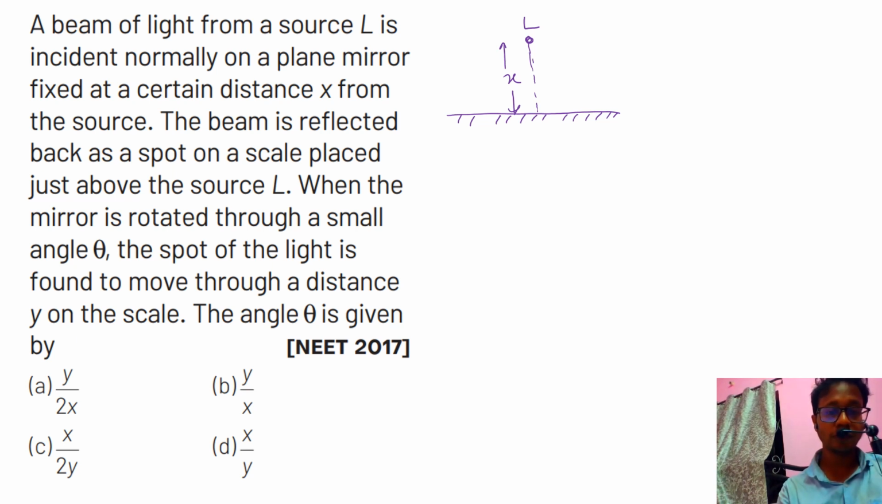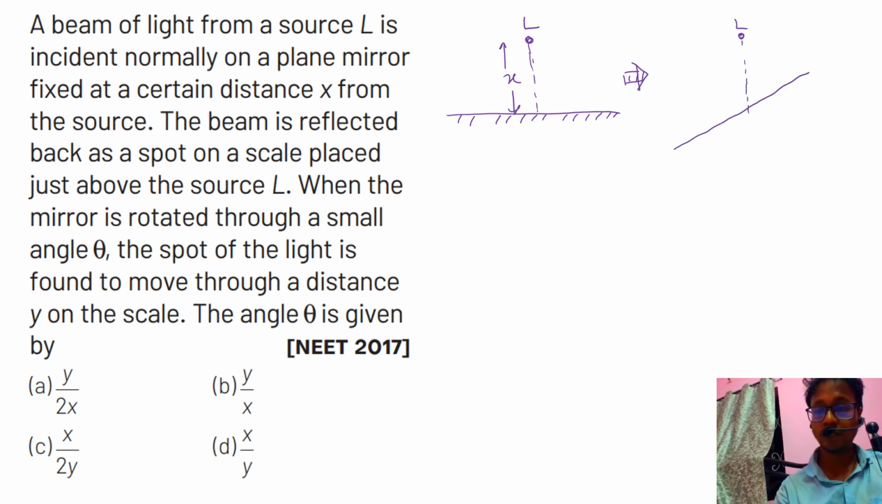When the mirror is rotated through a small angle theta, that means now my source is staying as it is, and the mirror is rotating by small angle theta. My initial position of the mirror was somewhat like this, and my final position of the mirror became somewhat like this. So I rotated the mirror.